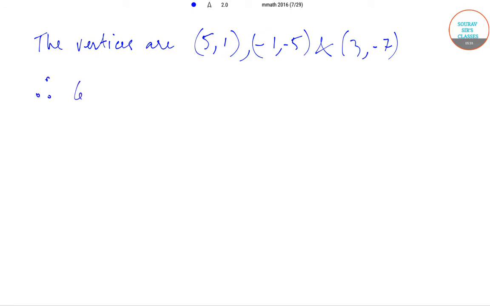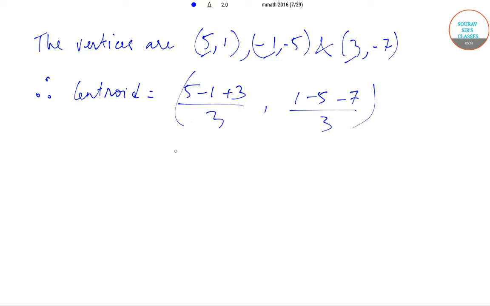Therefore, the centroid will be given by 5 minus 1 plus 3, that is we add the x coordinates of the 3 vertices and divide it by 3. Similarly, we'll add the y coordinates 1, minus 5 and minus 7 and divide it by 3. So this comes down to 5 minus 1 plus 3 is 7, so 7 by 3, and 1 minus 12, that is minus 11 by 3. And this is the option 7 by 3 and minus 11 by 3, which is option D.